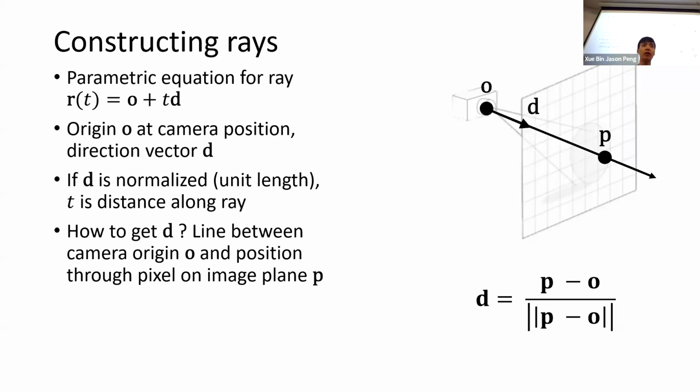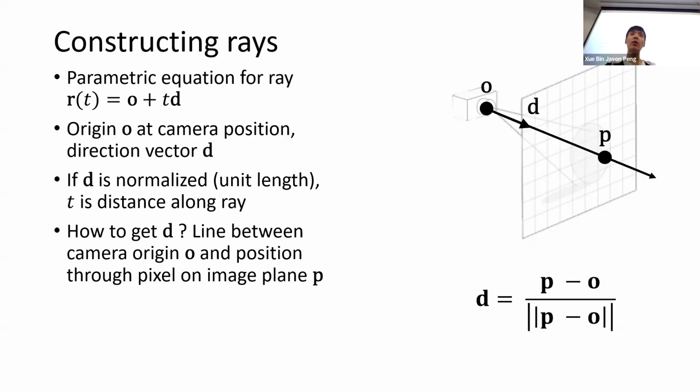And because the direction vector is a unit vector, we have to normalize the vector so that it has a length of 1. So in the denominator, we are going to divide by the norm, the length of P minus O. This is just taking the difference between the origin and the pixel position, computing the length of that, and then normalizing the vector to ensure that it has a unit length. This then allows us to construct the parametric equation of a ray that represents all the points along the ray that's traveling in a certain direction.